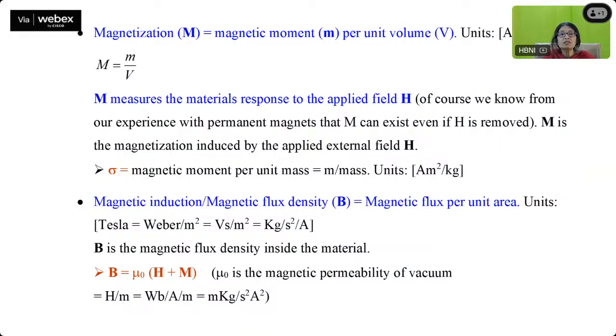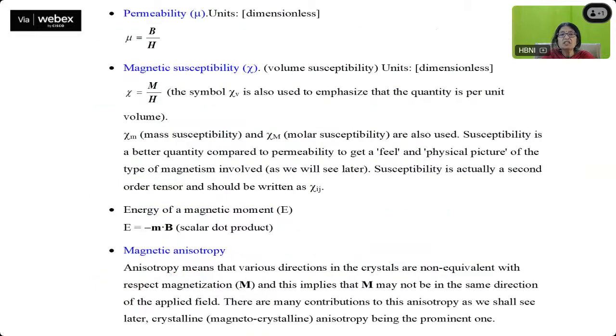So B is nothing but mu zero, where mu zero is the magnetic permeability of vacuum, multiplied by H plus M. This together gives you the magnetic induction or magnetic flux density B. Then you have permeability, mu, which is B by H. Then magnetic susceptibility chi, which is the volume susceptibility. Again, it is dimensionless, and chi is equal to magnetization by H.